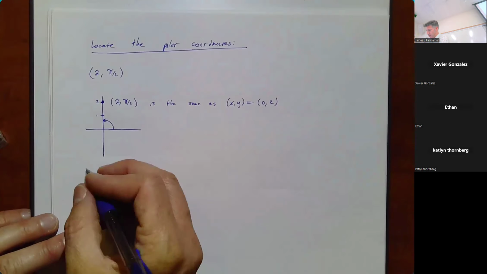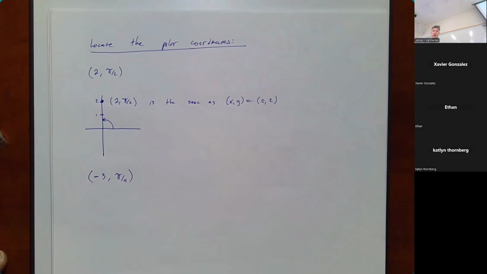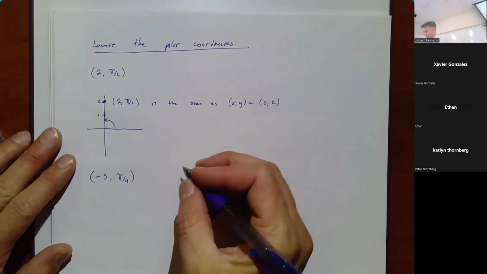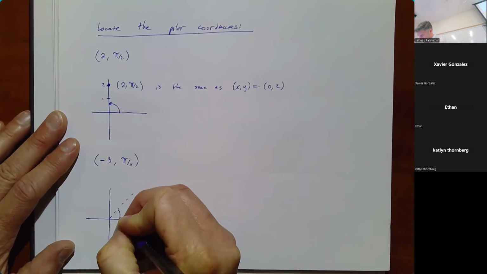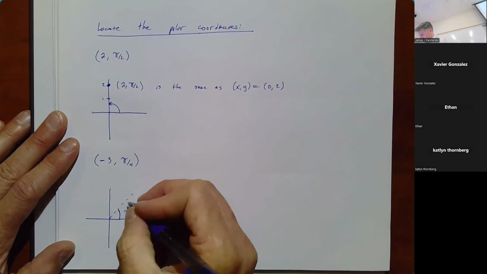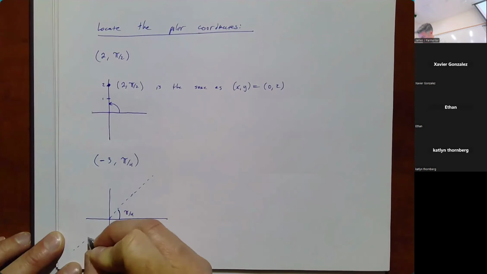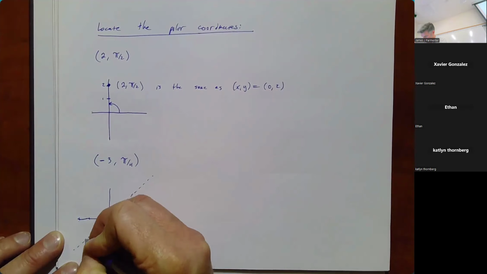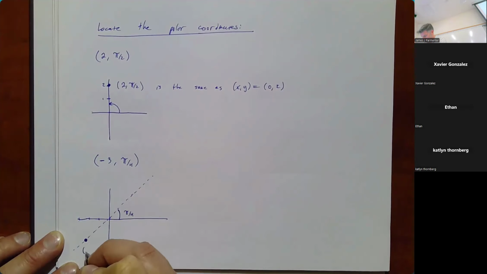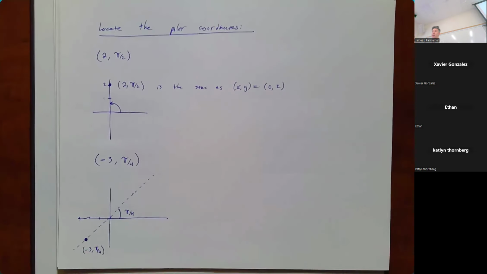If I were to say I wanted to find the point negative 3 comma pi over 4. Well, pi over 4, I know, is the angle 45 degrees. So I'm thinking of going in the direction of 45 degrees, which is looking like that. There's my pi over 4 angle. But I'm not going to go 3 in the positive direction. Since my r is negative 3, I'm going to go in the opposite direction. So I'm going to go this way. And if that's a 1, 2, 3, then the distance is about right there. So that's my point, negative 3 comma pi over 4. I'm going in the direction of the angle pi over 4, but I'm going 180 degrees or pi radians around from that.